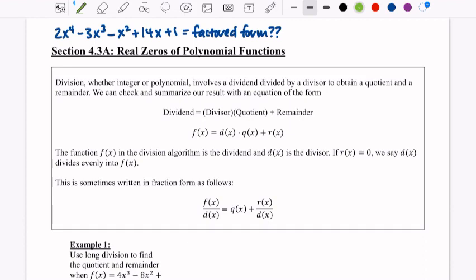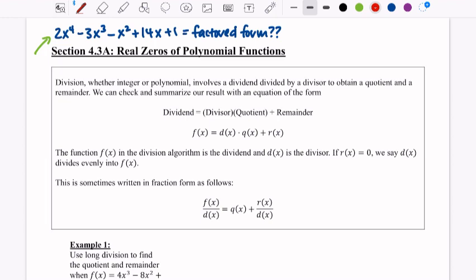Hey everyone, in this video we're going to talk about section 4.3a, which is about real zeros of polynomial functions. We're specifically going to be looking at the tie-ins between the zeros and the function itself, and we're going to talk about how to go from something that is in standard form, especially when it's not a quadratic or a cubic that we can easily factor, and get it into factored form. So starting us off to talk about this process, we're going to talk about long division, okay?